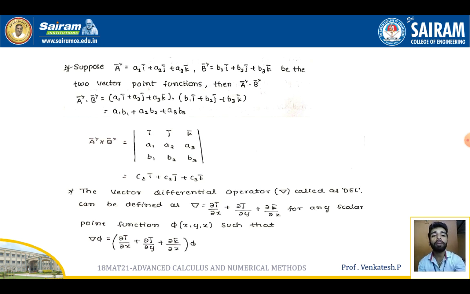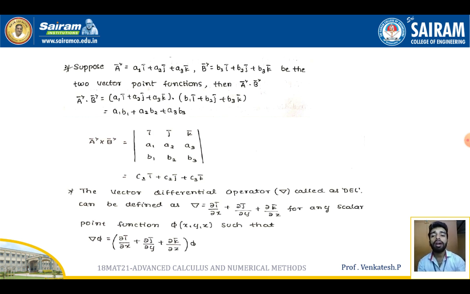A dot B will be given like A dot B is equal to A1 i cap plus A2 j cap plus A3 k cap dot B1 i cap plus B2 j cap plus B3 k cap. And we know that in the dot product we have to multiply only i with i, j with j, k with k, because the value of i dot i will be 1, j dot j will be 1, k dot k will be 1, whereas i dot j will be 0, j dot k will be 0, and k dot i will be 0, like that.